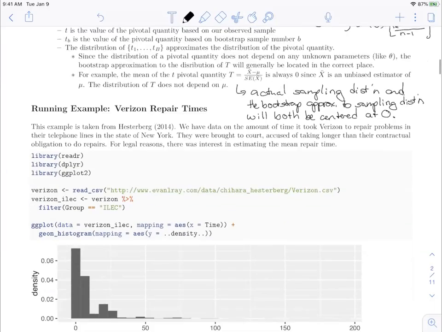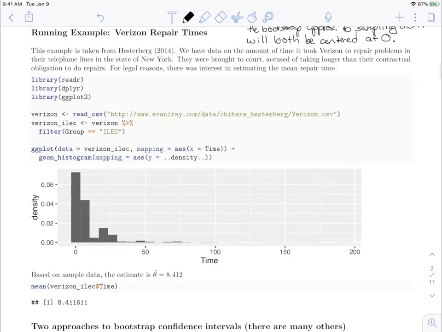All right, so I want to explore bootstrap confidence intervals in the context of the following example. This is from the book Mathematical Statistics Based on Simulation by Hesterberg. What we have is data on the amount of time that it took Verizon, the telephone company, to repair problems in their telephone lines in the state of New York. Verizon was actually sued and taken to court, and they were accused that they took longer to do repairs than they had promised to do in their legal contracts.